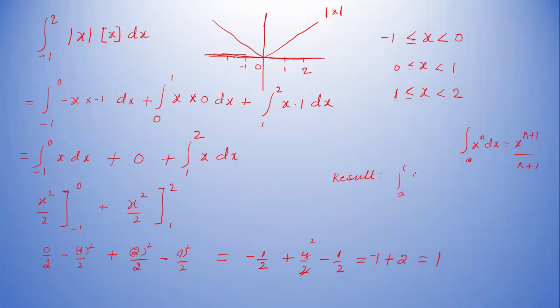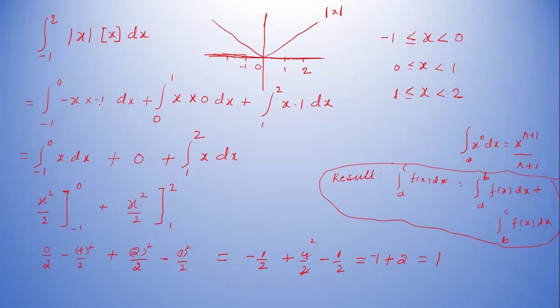If a function has limits a to c, the integral from a to c of f of x dx, then we write it like this: integral a to b of f of x dx plus integral b to c of f of x dx. This is the result. Remember this.